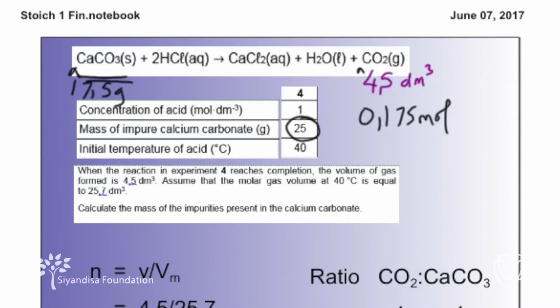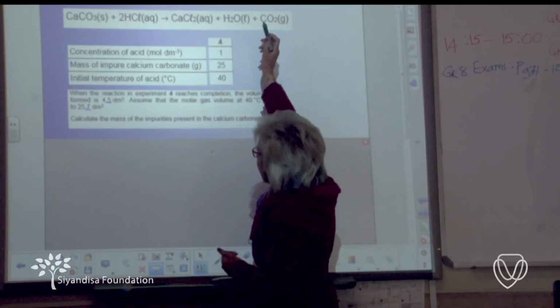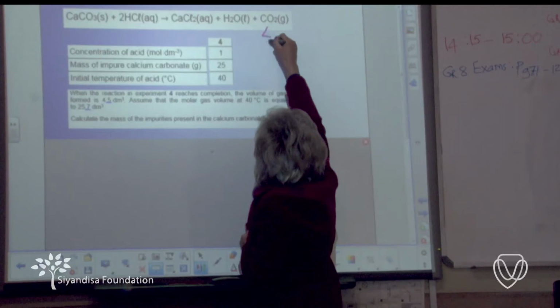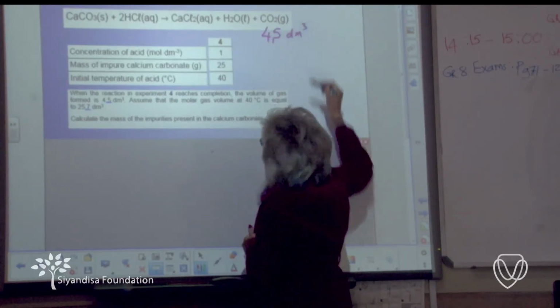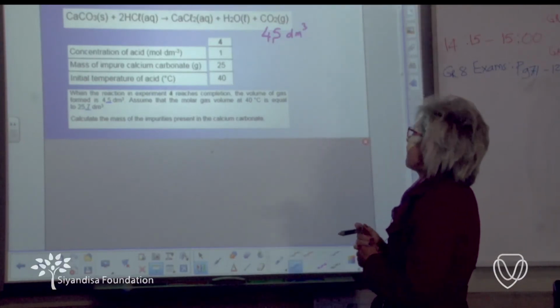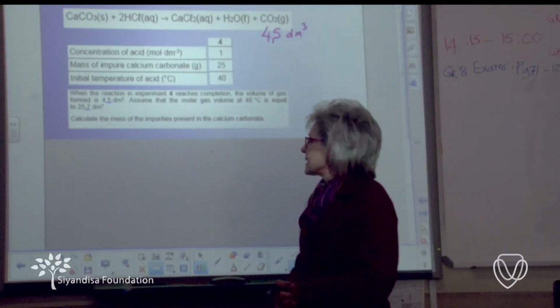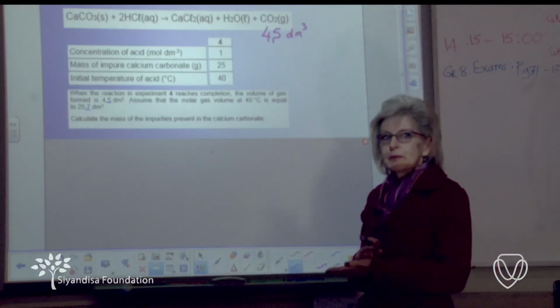Now, first of all, we need to look at our balanced equation, and we see that only one of the products is given as gas. So that means it's the carbon dioxide. And what do we know? We know for carbon dioxide that 4,5 cubic decimeter of gas was formed. And what do they tell me? The molar gas volume at 40 degrees Celsius is 25,7 cubic decimeter. As I said, we calculate with what we've been given.